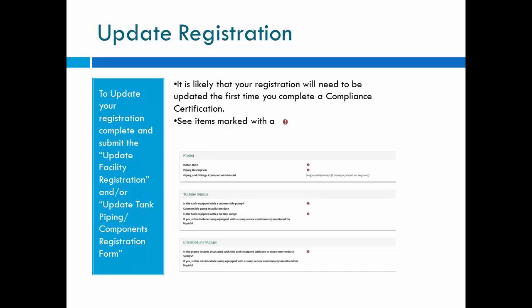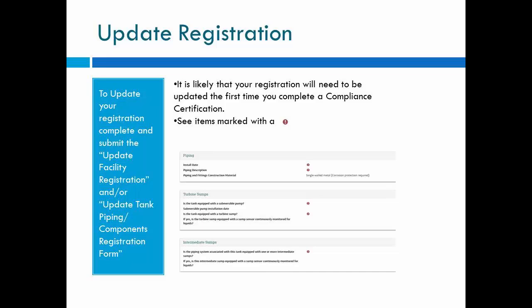In fact, if this is your first visit to the data management system, it is likely you will need to update your registration. To update your registration, click on the Submit a Form button on the right side of the screen and select a form to fill out that will add the information necessary. Most likely, the Update Facility Registration form and the Update Tank Piping and Components form are the 2 forms you will need to complete.